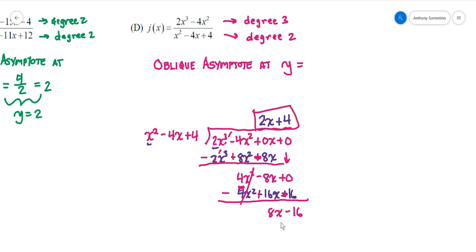That is going to be what the formula for the oblique asymptote is going to be. It's going to be the 2x plus 4, which of course would be a slanted line. It's in slope-intercept form, and you'd be able to graph that.